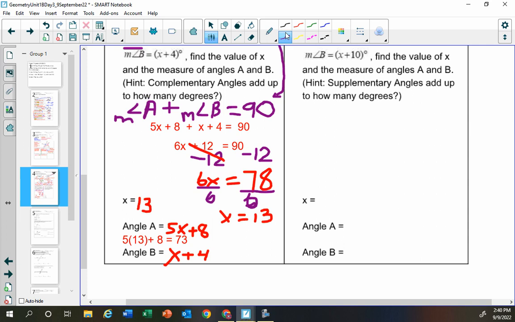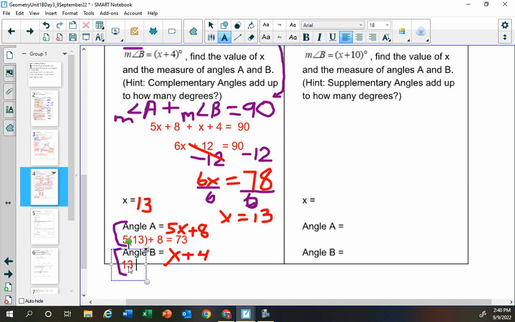Here's what I'm going to do. I'm going to highlight this part right here. And then your other one, 13 plus 4, which equals 17. And what happens when we add 73 and 17? What should we get? Yeah, that's exactly what we want. Well done.